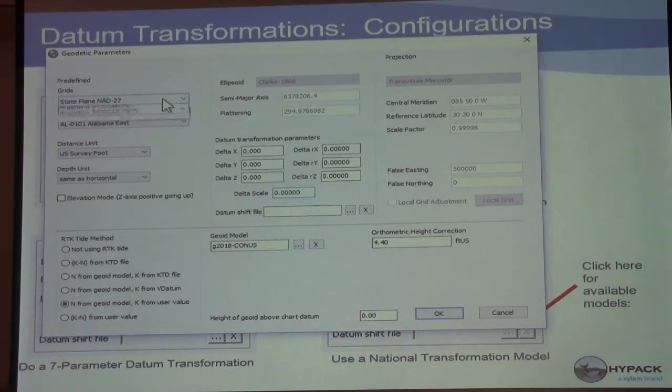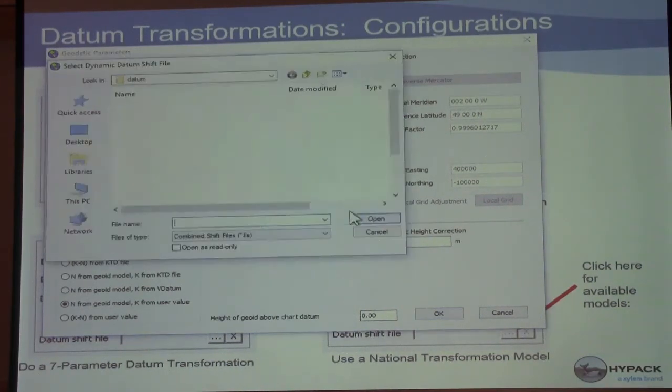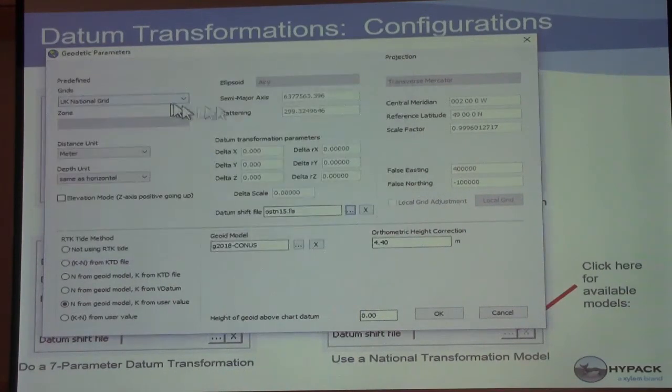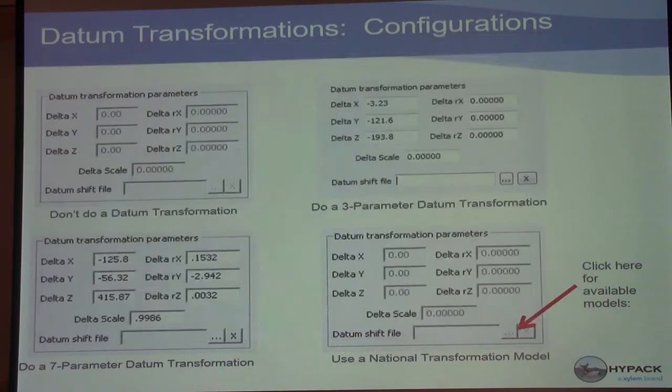Places like over in the UK, you've got the UK National Grid. Scroll down. Okay, so in this case, I would go to the datum shift file. They have OSTN15, which is the UK one, and you can load that up. Over there in Bristol, they don't use the LLS file. They have their own local parameters, so they'll just ignore that by clicking on this and enter a 7 parameter shift, and it's basically more localized for that area.